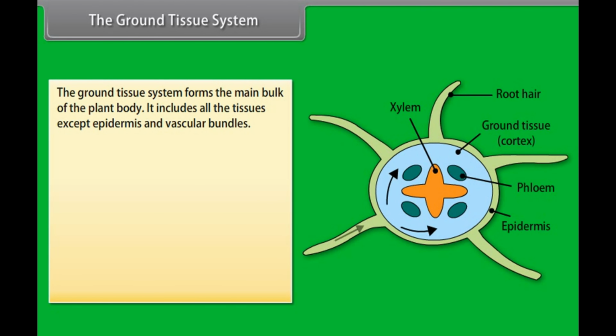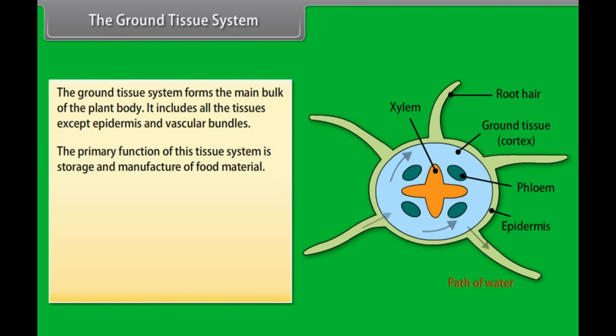The ground tissue system. The ground tissue system forms the main bulk of the plant body. It includes all the tissues except epidermis and vascular bundles. The primary function of this tissue system is storage and manufacture of food material.